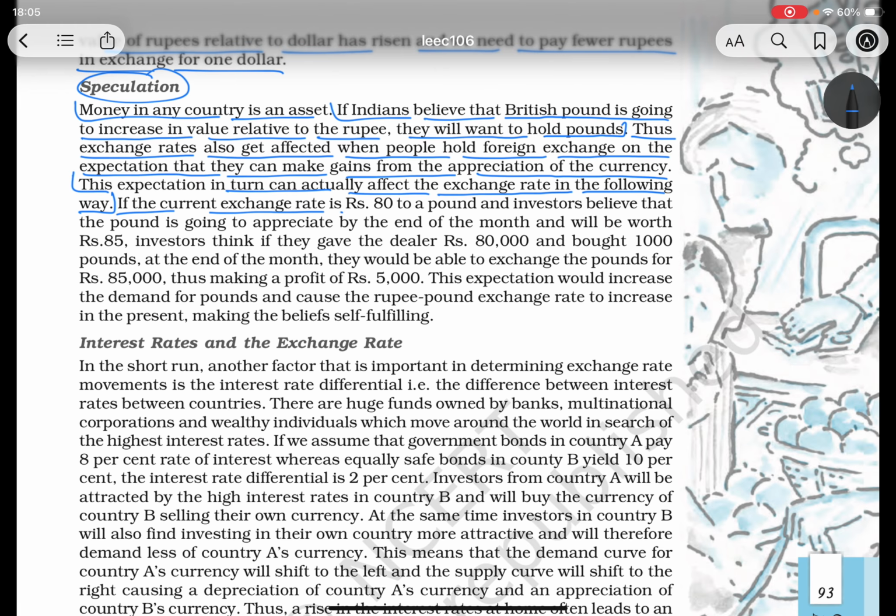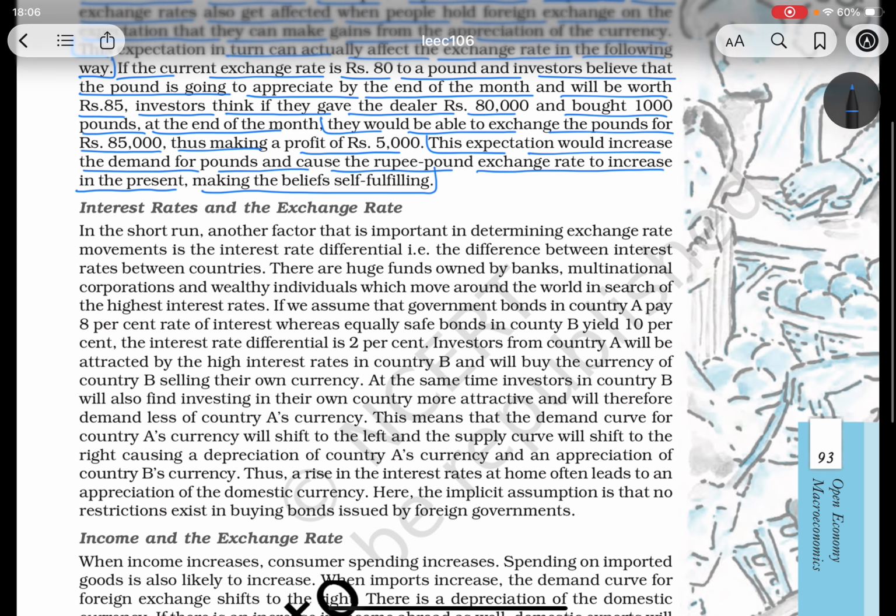If the current exchange rate is rupees 80 to a pound and investors believe that the pound is going to appreciate by the end of the month and be worth 85, investors think that if they gave the dealer rupees 80,000 and bought 1,000 pounds, at the end of the month they would be able to exchange the pounds for rupees 85,000, thus making a profit of rupees 5,000. This expectation would increase the demand for pounds and cause the rupee-pound exchange rate to increase in the present, making the beliefs self-fulfilling.